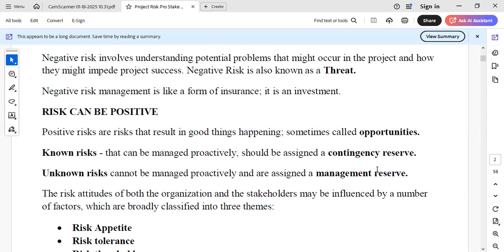There are also known risks and unknown risks. Those risks that can be identified beforehand are known risks. We can proactively manage them, and that is where we assign contingencies. All our contingency reserve is assigned to these known risks. But unknown risks cannot be managed proactively, and that is where the senior management would want to assign the management reserve. That is for the unknown.